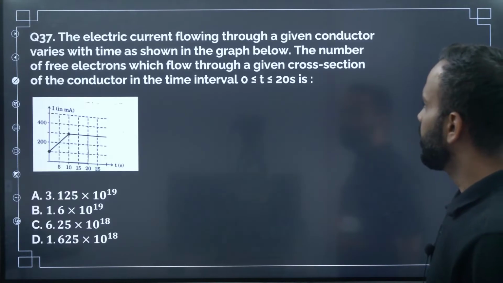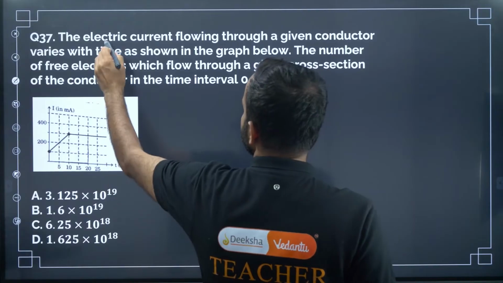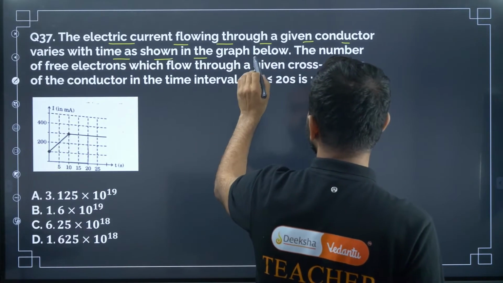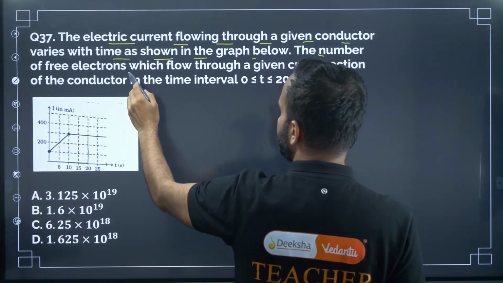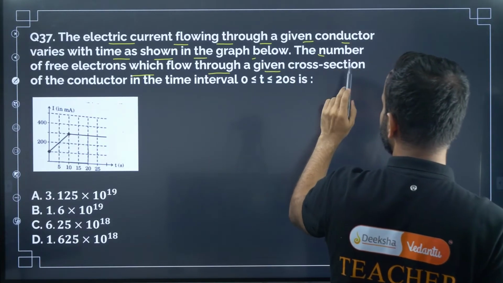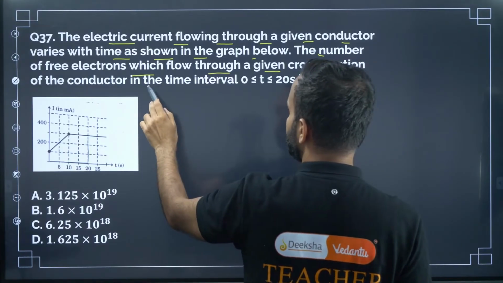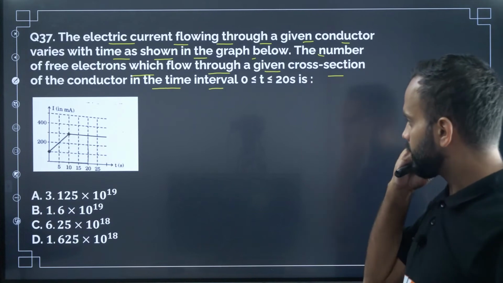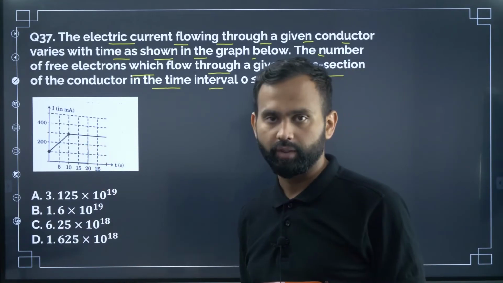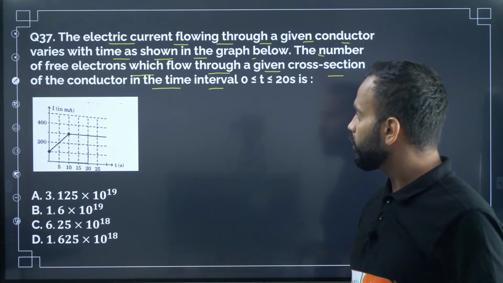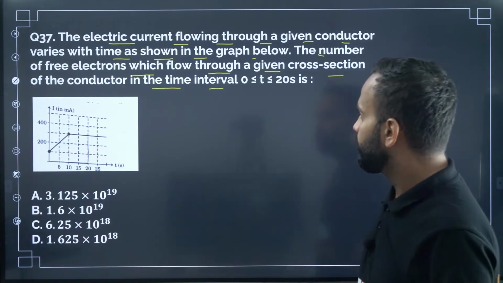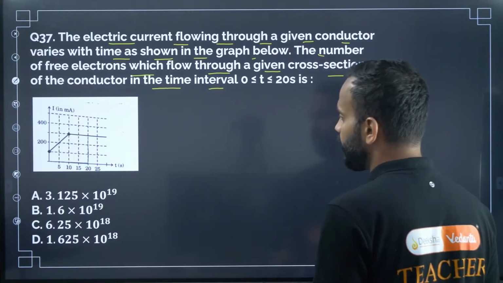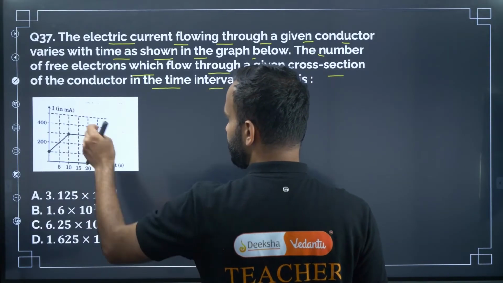Okay, yeah. Next question, question number 37. The electric current flowing through a given conductor varies with time as shown in the graph below. The number of free electrons which flow through a given cross section of the conductor in the time interval t between 0 to 20 seconds is, okay, so this is the current versus time graph, right? So we need to find the number of electrons flowing through a given cross section of the conductor in the time interval t between 0 to 20 seconds. Okay, so this is the given graph, right?